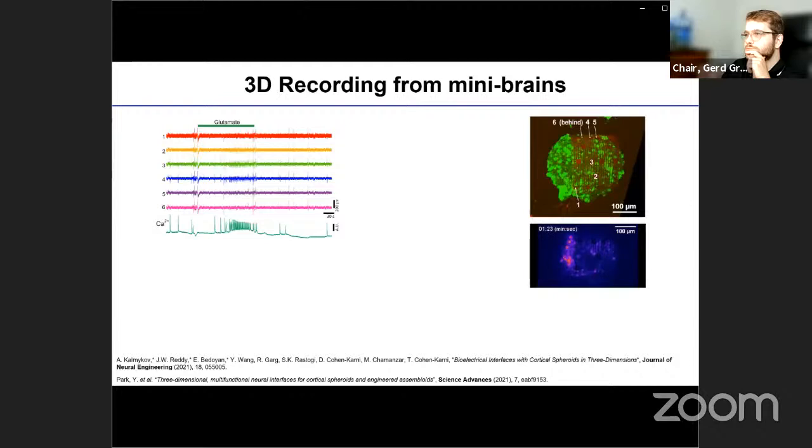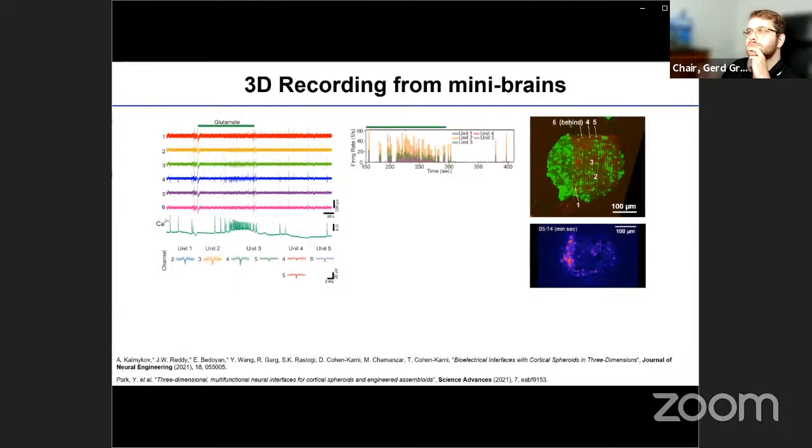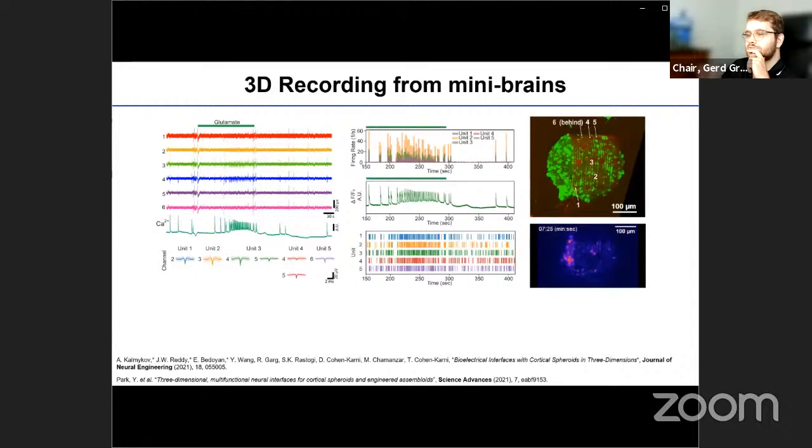So what you'll see over here in this calcium imaging is essentially an increase in the firing rate, as you can see. And again, one can do single unit analysis and then firing rate analysis, compare it and correlate it to calcium imaging.